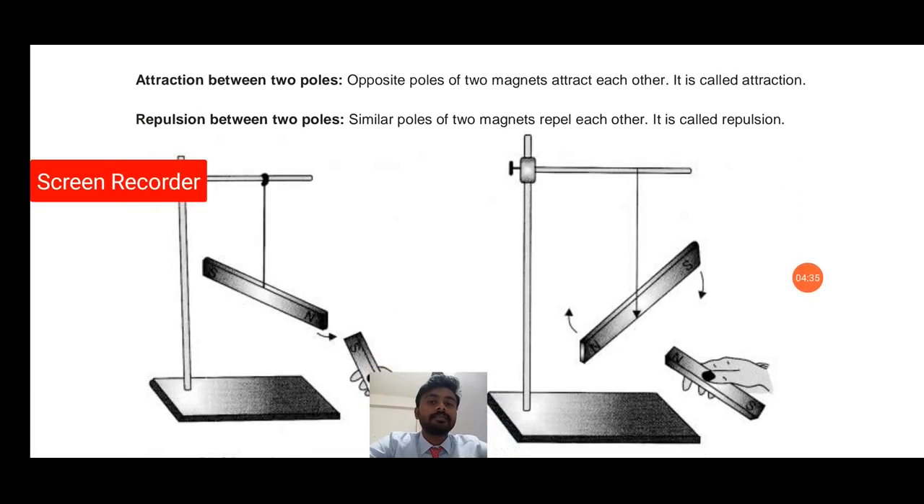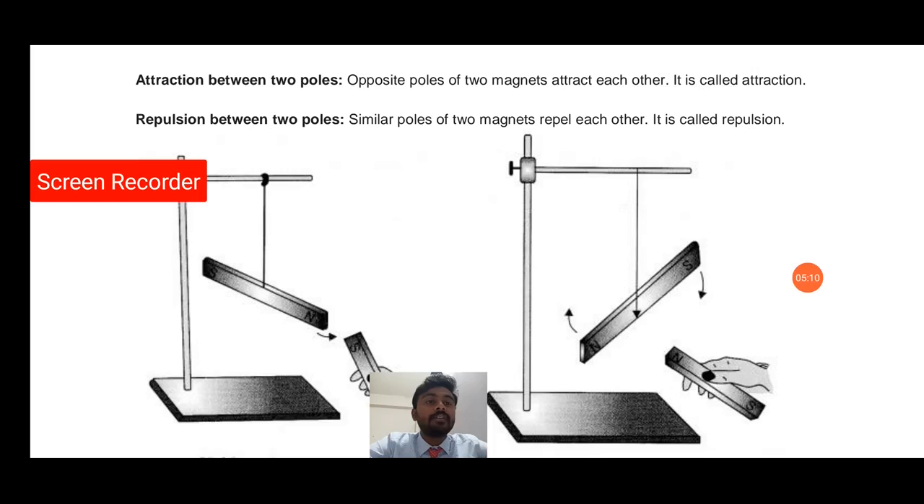See students, the attraction between two poles. The attraction between two poles is a very important concept. So what do you mean by attraction between two poles? See, the opposite poles of two magnets attract each other. It is called what? Attraction. Opposite poles of two magnets attract each other.